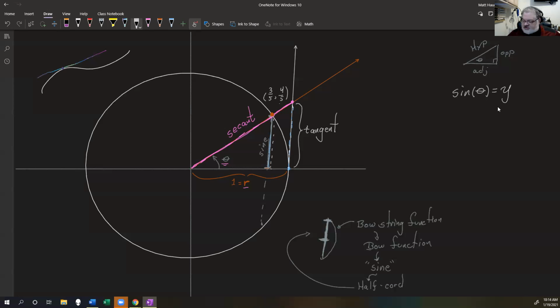Now, how does that compare to the opposite over hypotenuse? Well, you can certainly see I've got a little triangle here, right? That pink, blue, and part of that gray radius form a triangle, right? Well, its opposite side is that y value. The hypotenuse of that triangle is the radius of the circle, 1, so y over 1. Fair? So that does match our triangular definition.